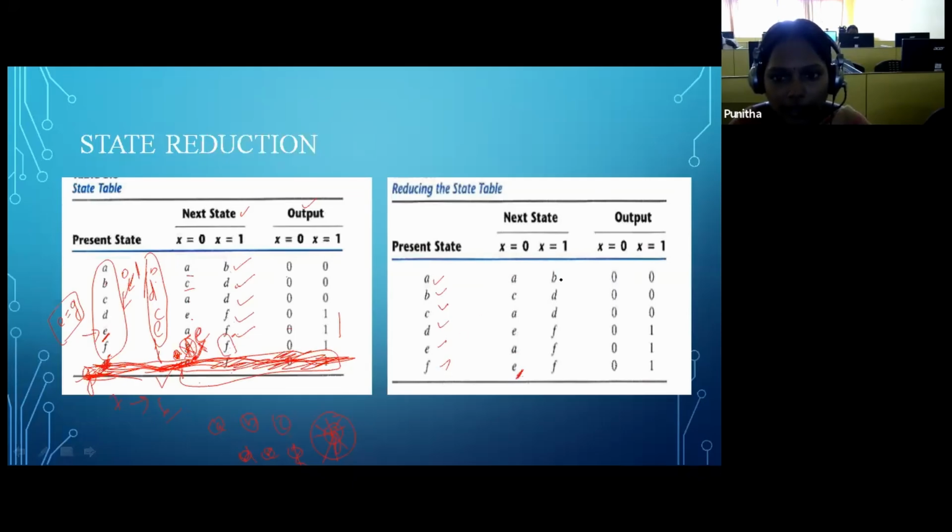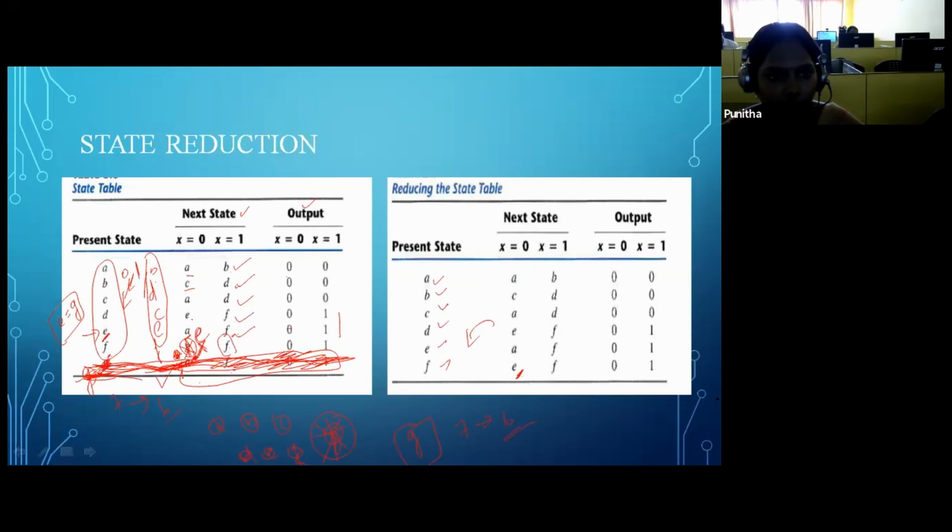A is available in the present state, B, C, D, again E, F. All the states available here come from the present state only. In this, I have removed one state. The G state I have removed. From 7 states, I have reduced to 6 states.